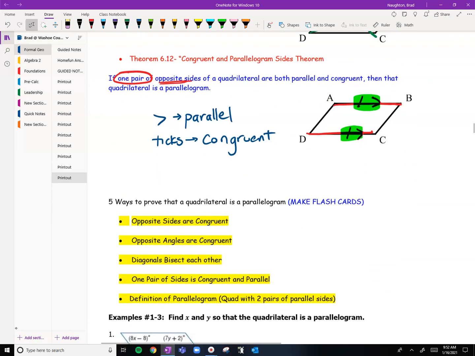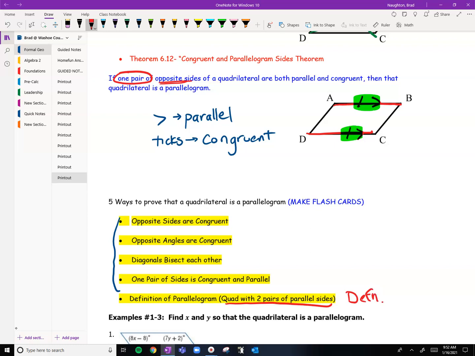Alrighty, so these are 5 ways to go ahead and prove it. We have 5 ways, so it's important to make sure that we know all 5 of them. These 4 are the theorems that we just talked about and added. And this last one here is the definition of a parallelogram. The definition of a parallelogram is 2 pairs of parallel sides. So it's not a new theorem, but this is the one where it's actually a definition. We have to keep that in mind.